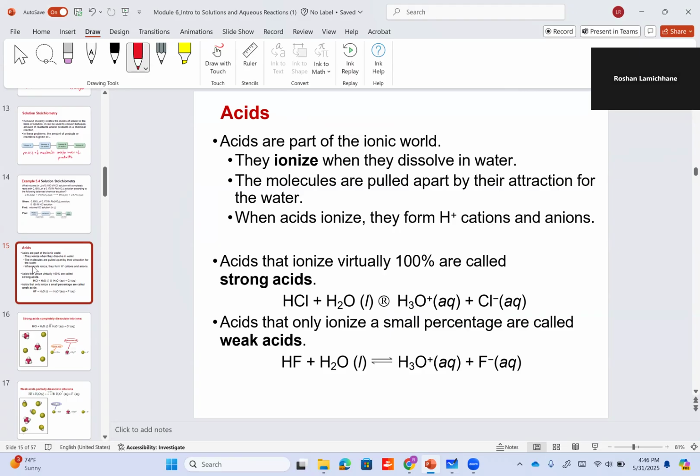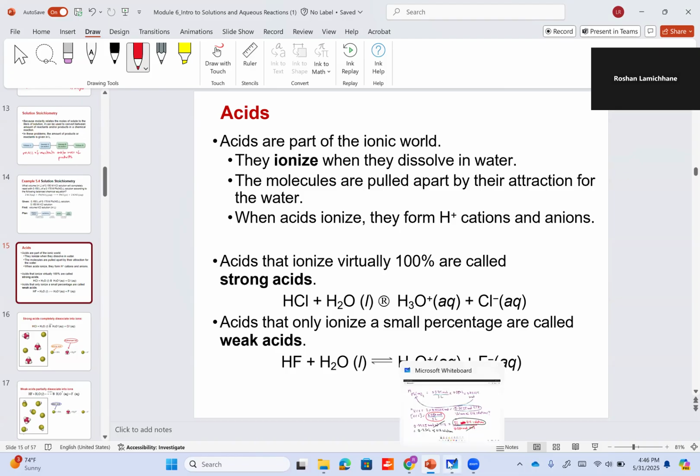So now we just talked about acids and bases. Let's understand what those terms mean. The idea behind acids, right? You might have learned about Arrhenius theory of acids, Bronsted-Lowry theory of acids in C101 and so on. The idea is when acids dissolve in water, they ionize, meaning they form ions.